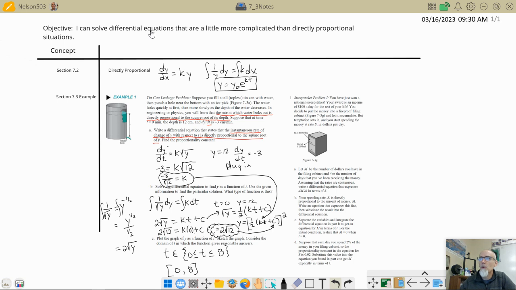We're going to solve a differential equation that's a little bit more complicated than what we did in section 2, but not tremendously more complicated. We can handle this. Okay.